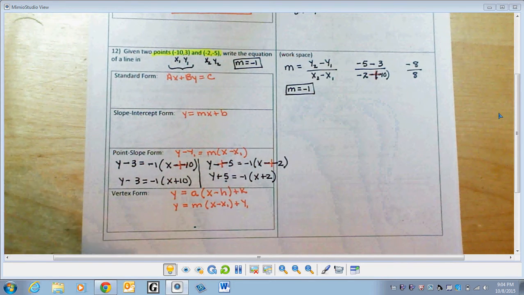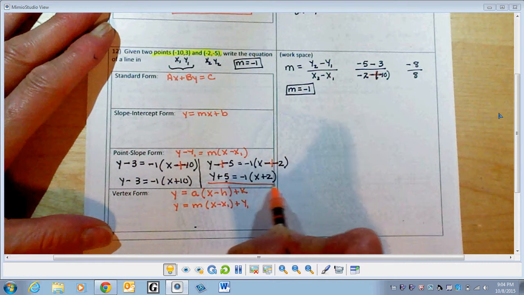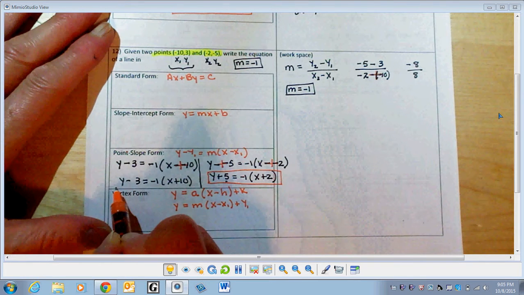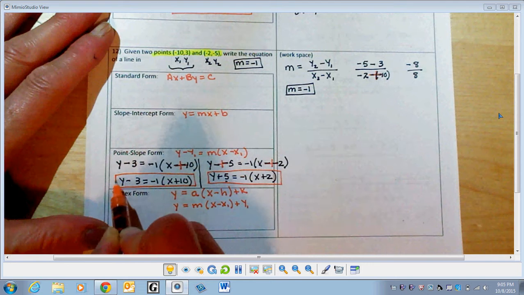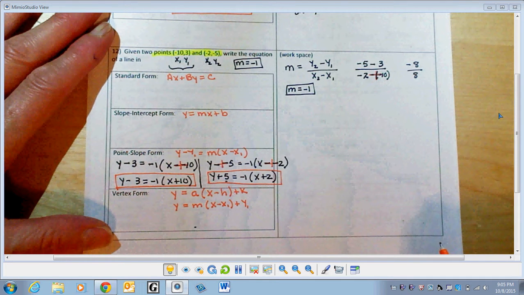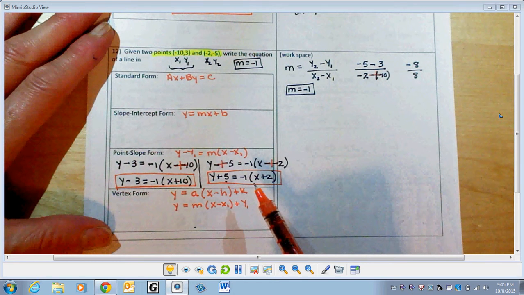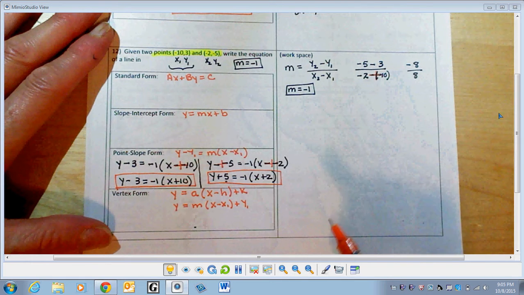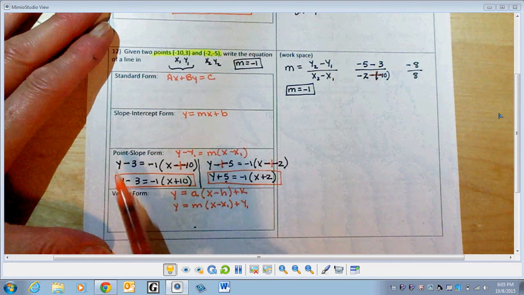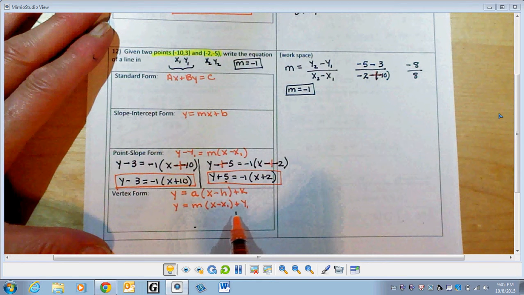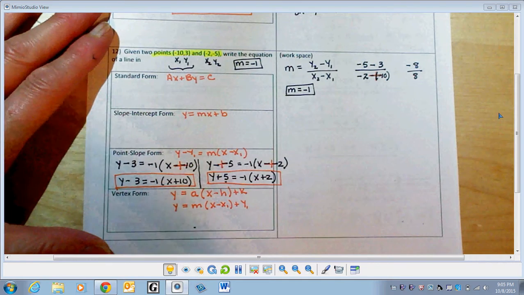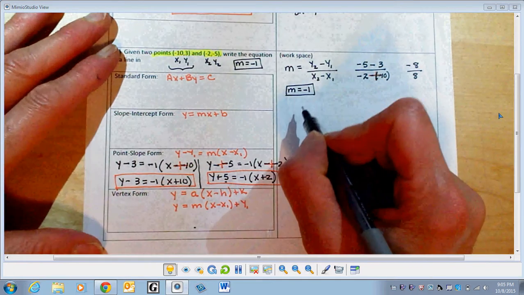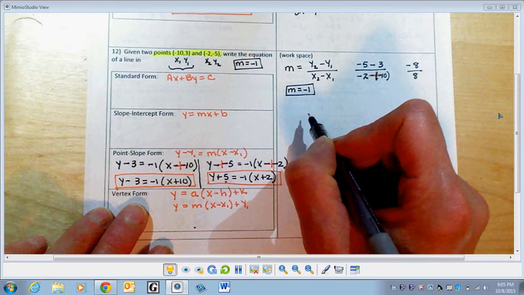So if I didn't make any mistakes in my arithmetic or transferring of variable values, those are the exact same equation. And we'll see that when we rewrite it into slope-intercept form. So, like I said before, point slope and vertex form are almost exactly the same. So let's look at what we have here. We'll do both. You don't have to do both, but I'm going to do both just to show you.